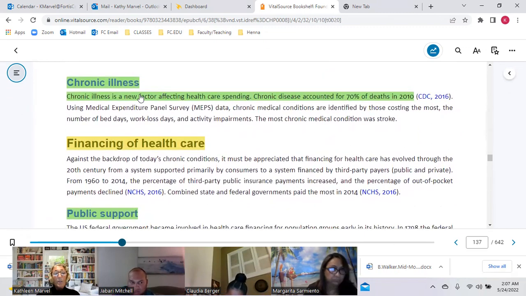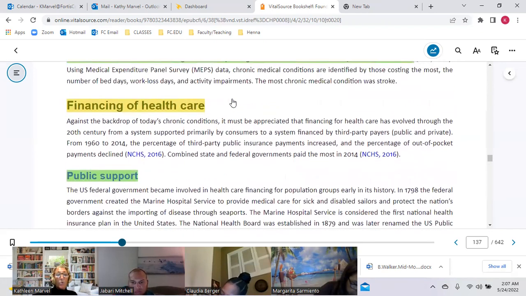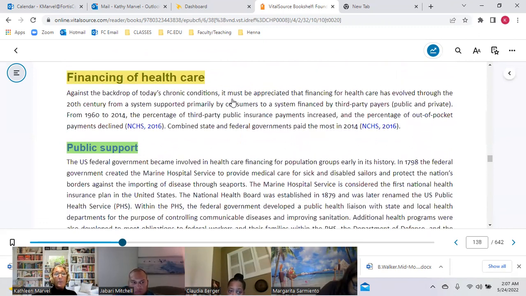Chronic conditions, chronic illnesses, is a new factor affecting healthcare spending, right? They say that chronic disease accounted for approximately 70% of the deaths, and we're going back to 2010. Okay, in the last part of this chapter, I want to focus on financing. There are four areas of how we finance healthcare.